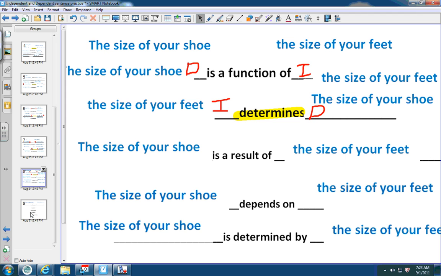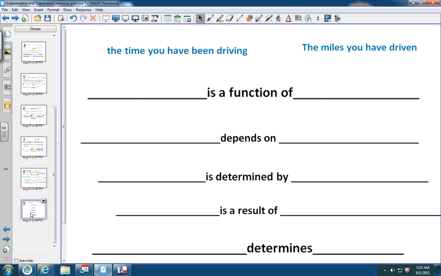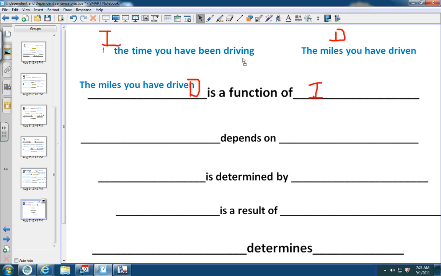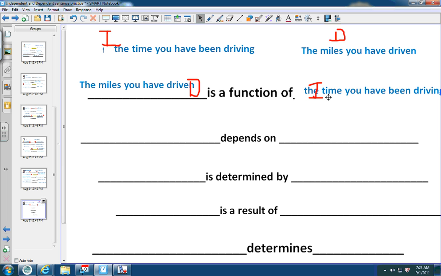The last one, right here, pause the video, come back and see how you did. Right here it says the time you've been driving. Time is my independent. Miles is my dependent. So right here is a function of. I have dependent is a function of the independent. So right here, the miles you have driven is a function of the time you have been driving.